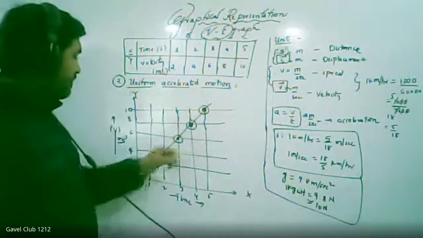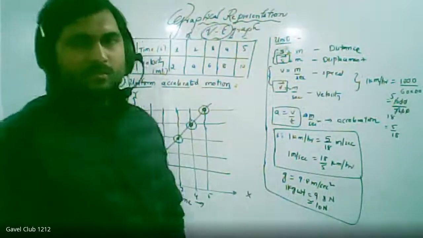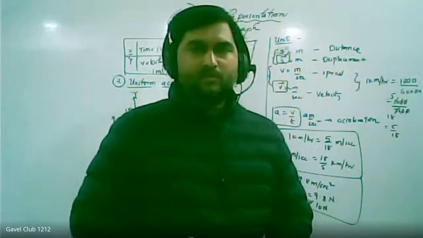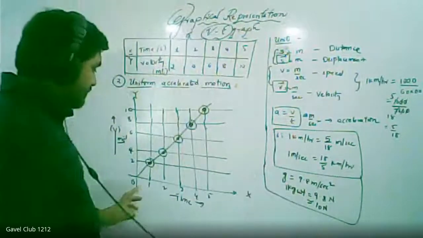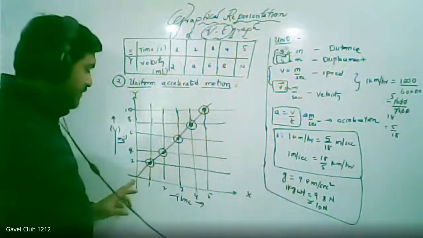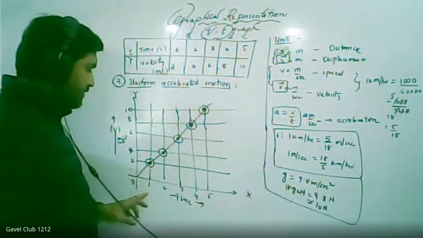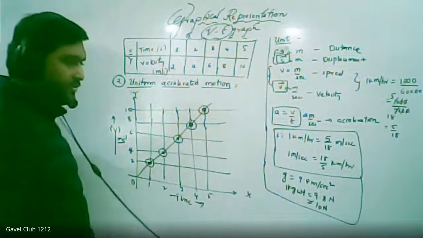A straight line graph passing through the origin. A straight line graph which is passing through the origin, we call it an object moving with uniform accelerated motion. And what does it show? It shows that as this increases, this also increases. It means at every 1 second, the object is moving with 2, 4, 6.